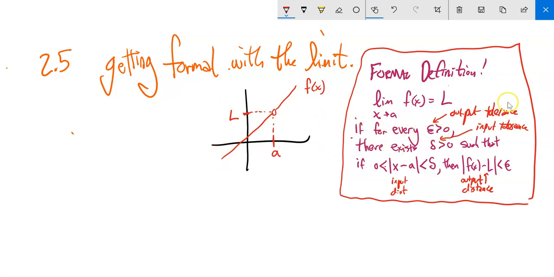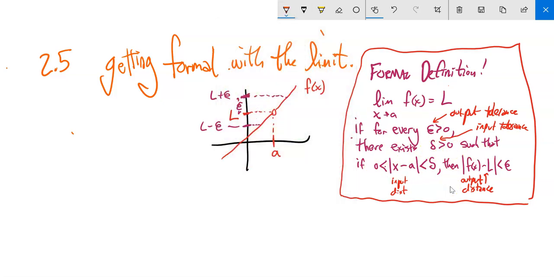So if for every output tolerance epsilon, I have this range epsilon. This distance in here is epsilon. This spot up here would be the limit plus epsilon, and this spot right here would be the limit minus epsilon, within epsilon of it. That's that part right there: epsilon greater than zero. There exists a delta greater than zero.